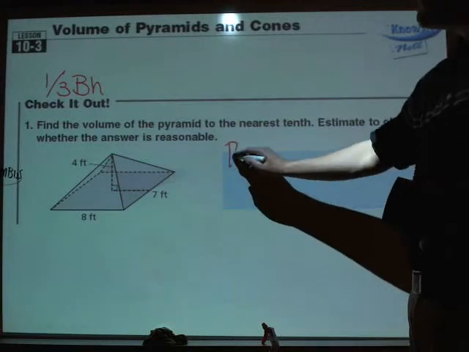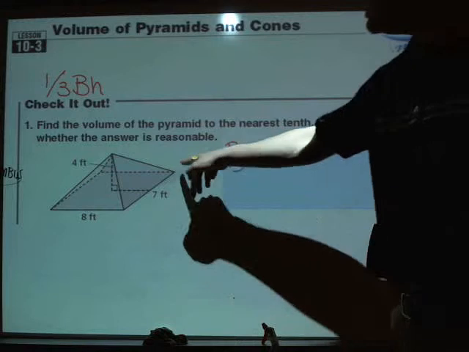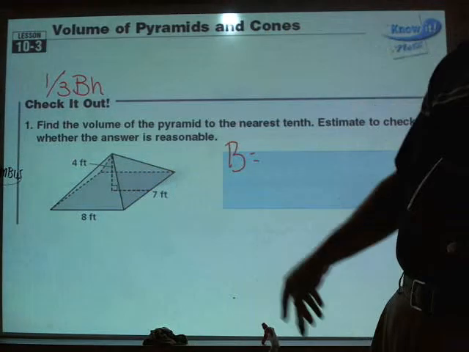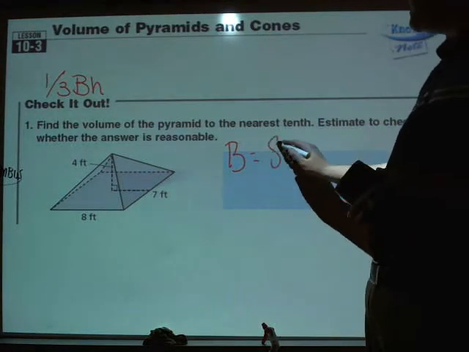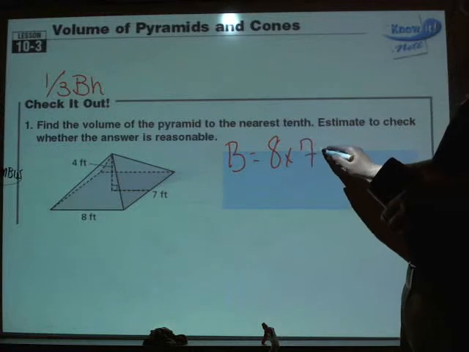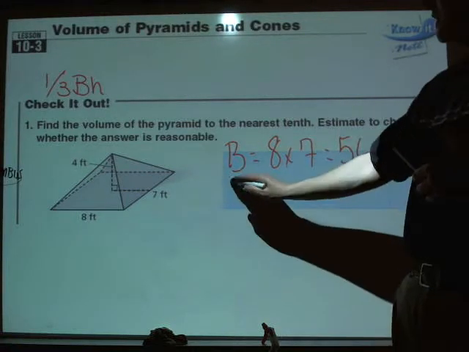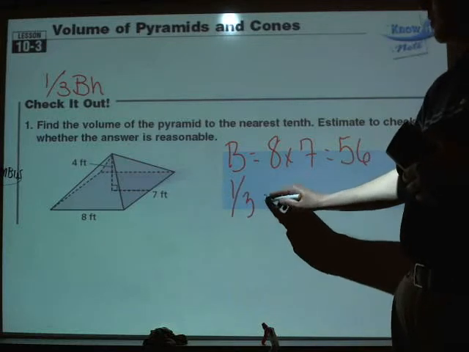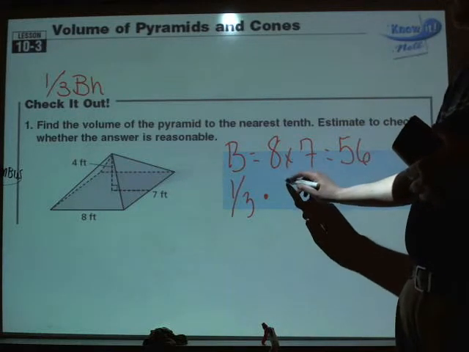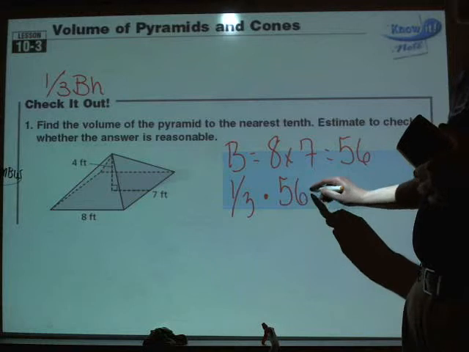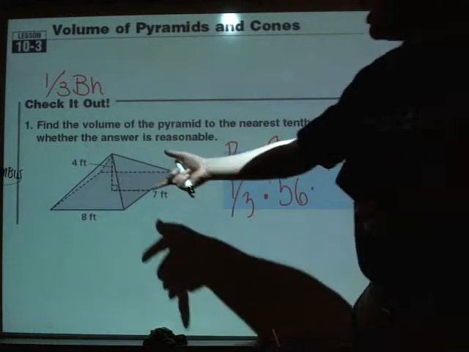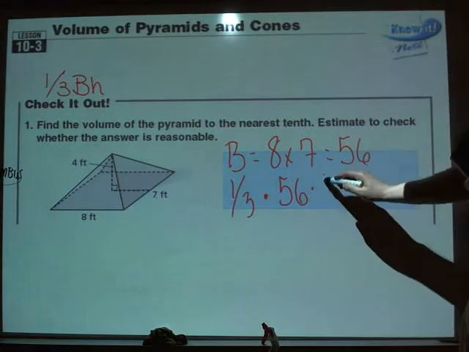Well, the base, kind of square looking again, but we can see it's not because it's 8 and 7. That means it can't be a square, it's rectangular. 8 times 7, that's going to change into 56. So the formula says take 1/3, multiply it by the area of the base, 56, times the height, how tall this whole guy is here, which happens to be marked at 4.